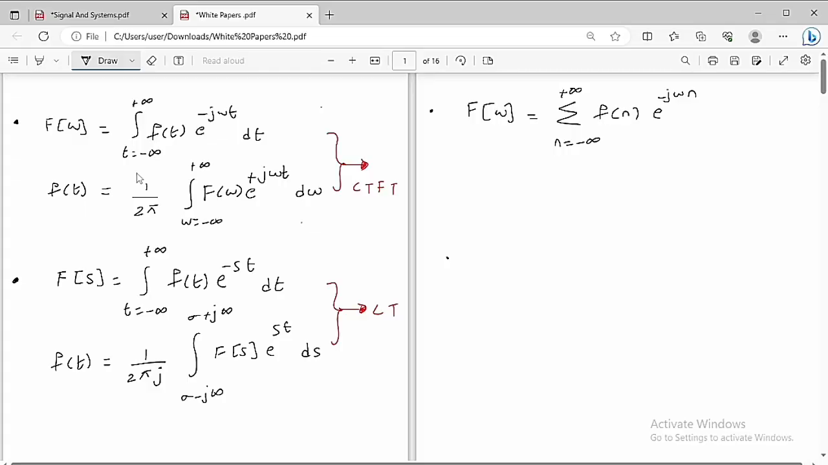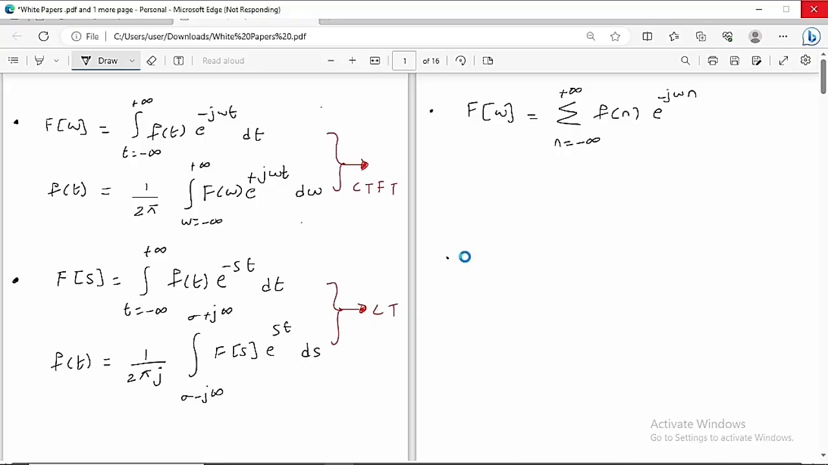So let me write here. So wait a second. There is some type of I can say some type of error is there. So it is not responding. Just wait for 30 seconds. So that things are going to become very much simple.